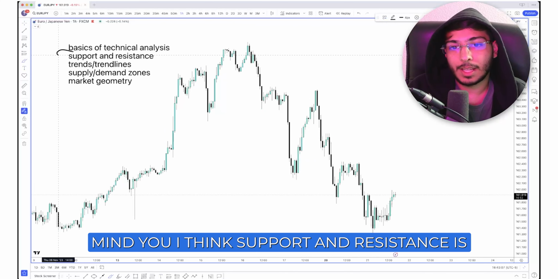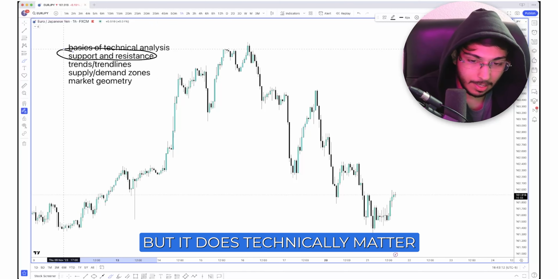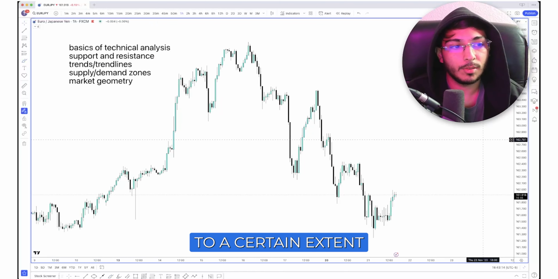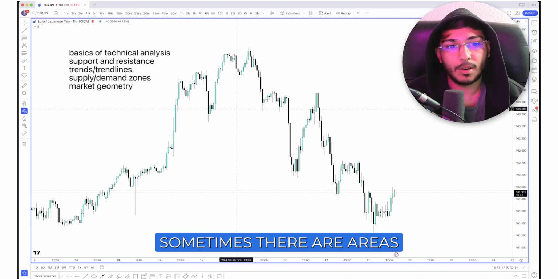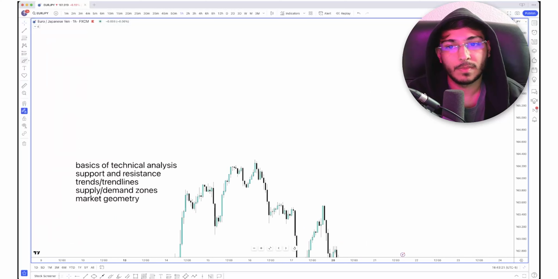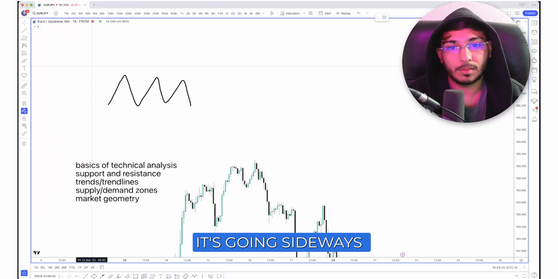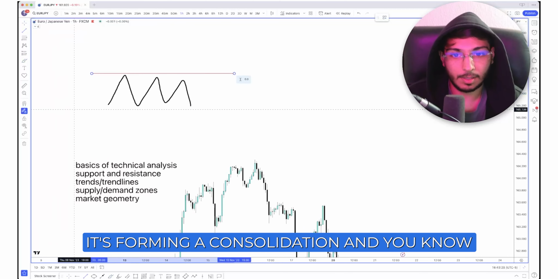Mind you, I think support and resistance is complete rubbish, but it does technically matter to a certain extent. Sometimes there are areas where support and resistance turn into support and resistance. What do I mean by that? Sometimes there's going to be an area where the market is going sideways, forming a consolidation.